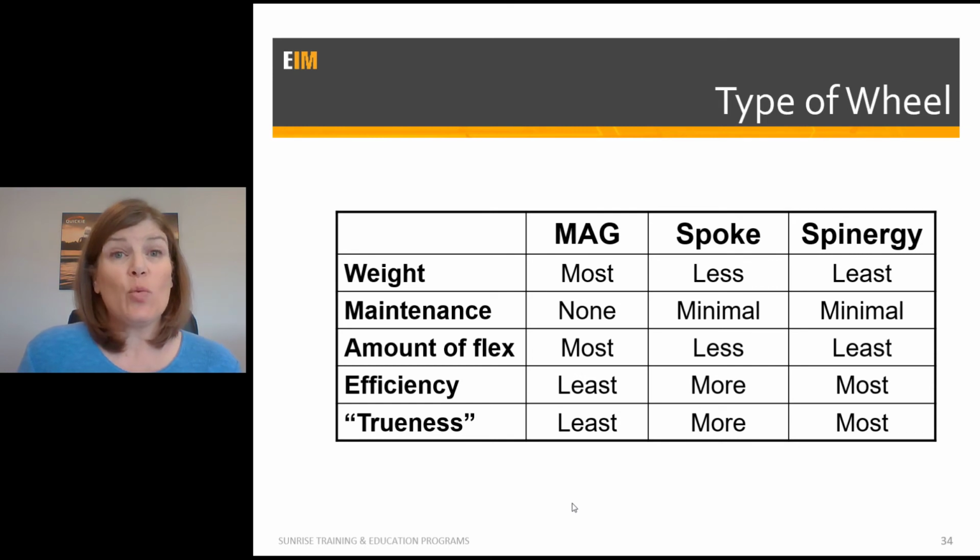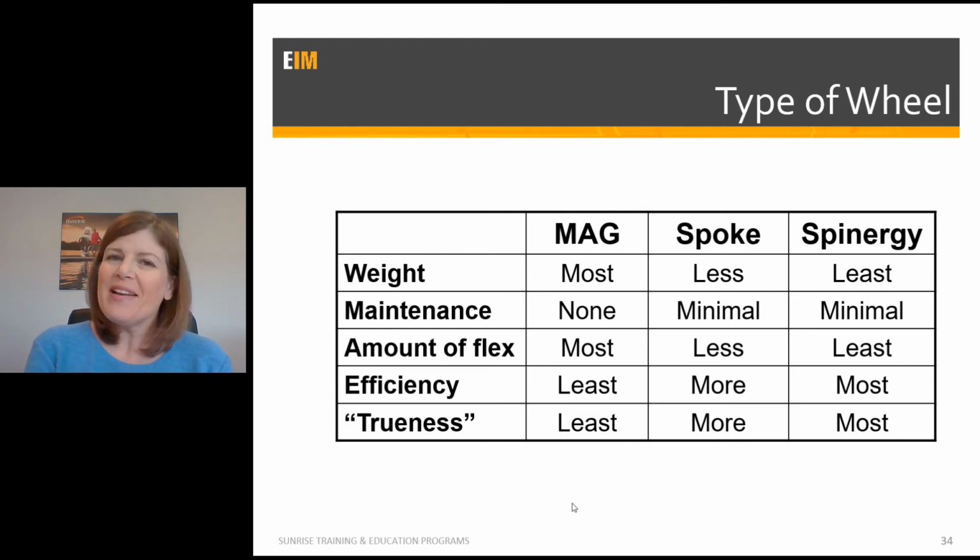When I'm comparing the wheel types, many of you are going to be familiar with the mag wheels. These are a popular choice because there's no maintenance involved with these. However, they're going to be the least performance-based. When I'm looking at the wheels, there will be some flex in a mag wheel. So it means that it's not going to be as rigid, and when we talked about rigidity, that's what enhances propulsion. I also have spokes as a choice.